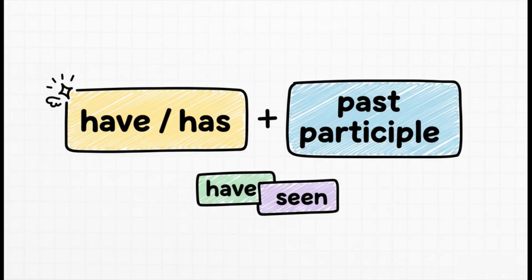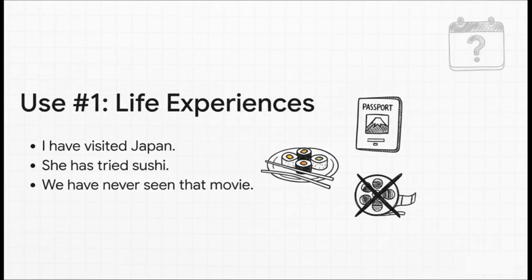The way we build this one is a little different. You need a little helper verb, have or has, and then you add the past participle. Words like seen, gone, or finished. So you get sentences like, I have seen, or she has gone. Okay, so when do we use it?